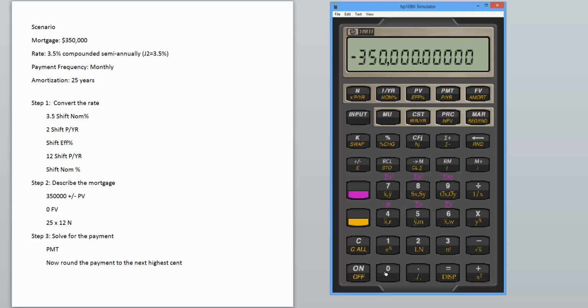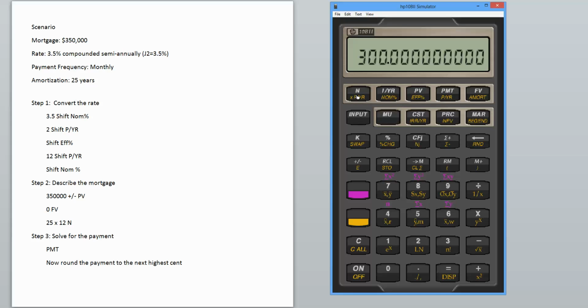So we continue on. The next one is 0, FV. That FV stands for the future value, because the payment that we're calculating is going to be based on the full amortization to completely pay this mortgage off. The amortization is 25 years, and then we're going to multiply that by 12 payments per year to give us the total amortization, which is the N key. So we look at this and we see we're asking the calculator if, based on all this information, we needed to make 300 payments to retire this mortgage, what would the payment be?